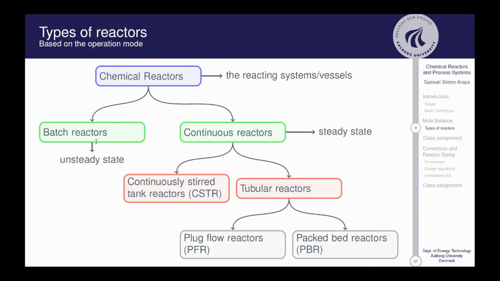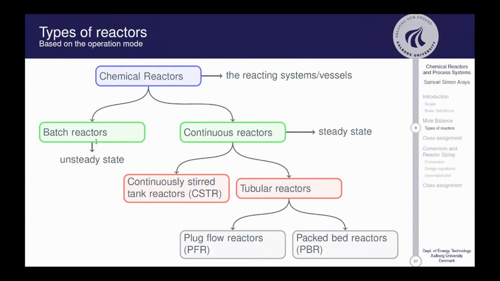Well, we have four types, but generally based on the steady state, on the state of the space-time, basically domain, we can divide them into batch and continuous reactors. The batch reactors, they are in unsteady state, which means things change in time. Whereas the continuous reactors, they are steady state.